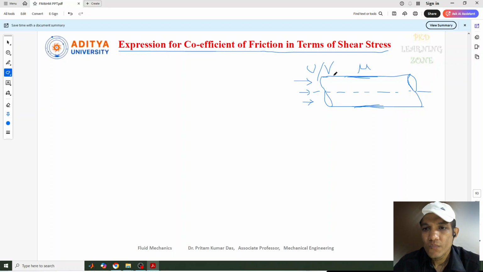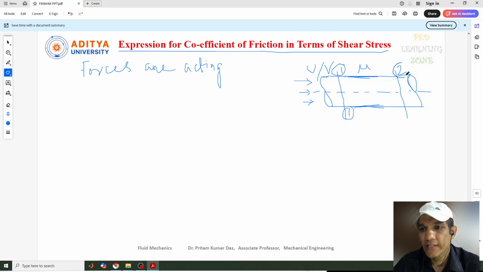Now, to identify this expression, I need to see what forces are acting in this fluid flow. To derive this expression, I need to consider two different sections in the pipe. So let me consider one section here and another section here. This one we can name section 1, and this one section 2.